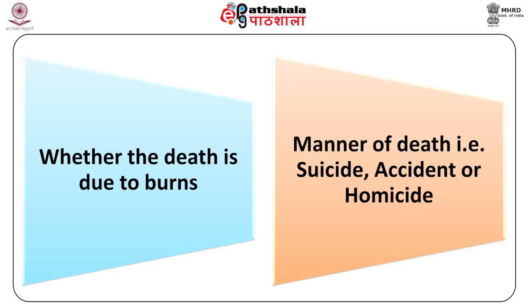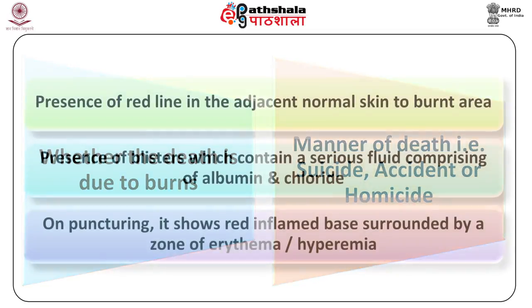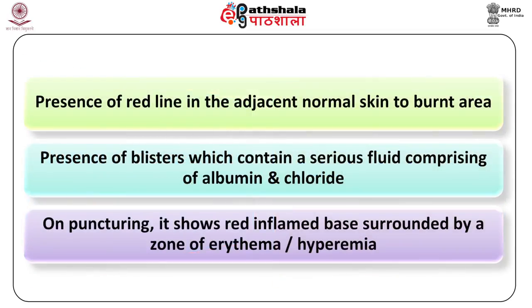The points which help in differentiating antemortem and postmortem burns are the presence of a red line in the adjacent normal skin to the burn area, which will be there only in antemortem burns. The presence of blisters which contain a serous fluid comprising albumin and chloride. And on puncturing, it will show a red inflamed base surrounded by a zone of erythema or hyperemia.